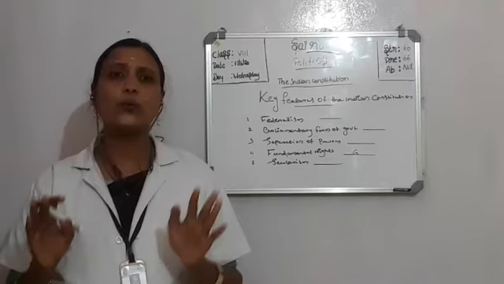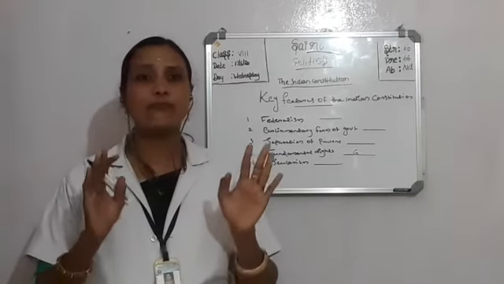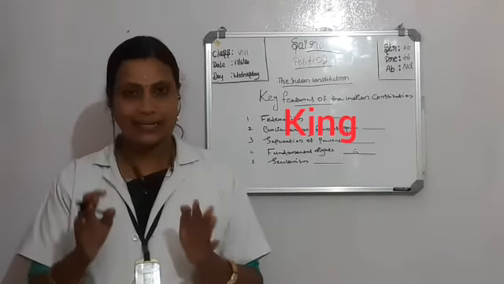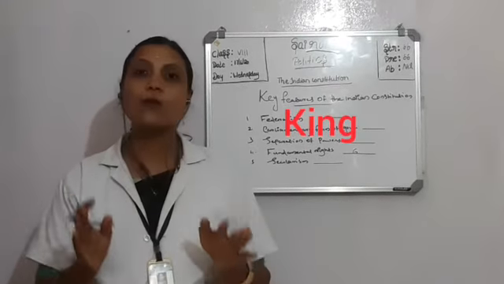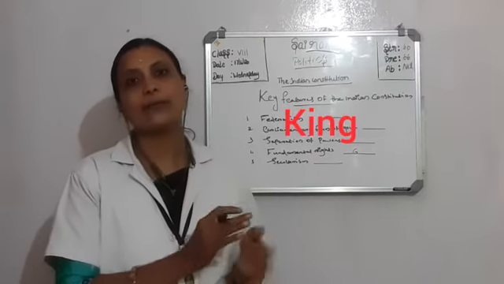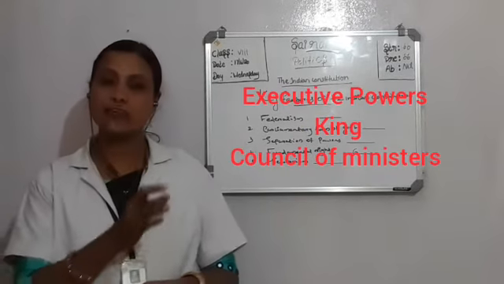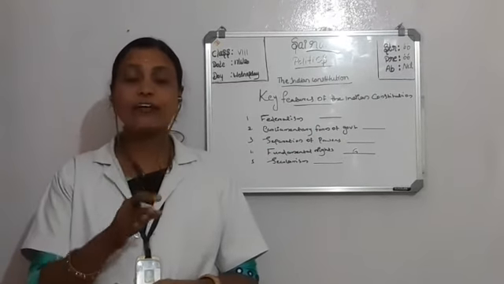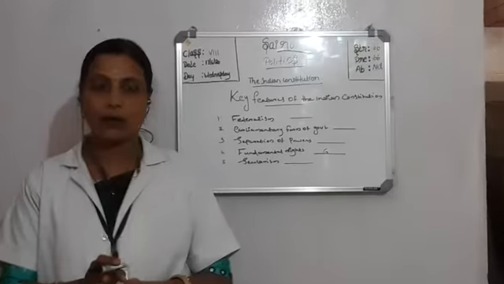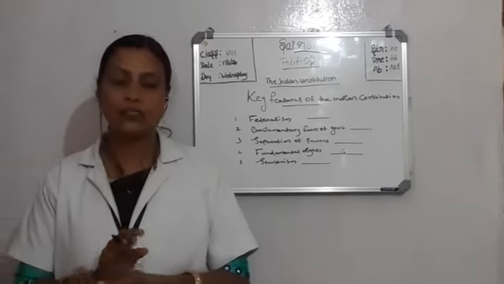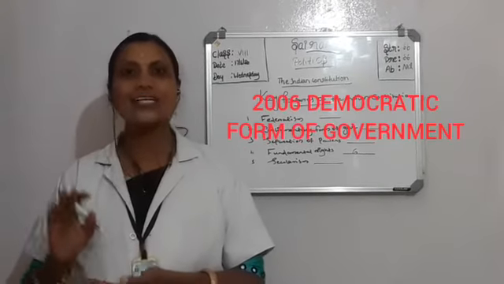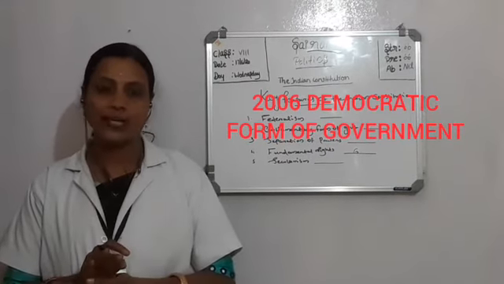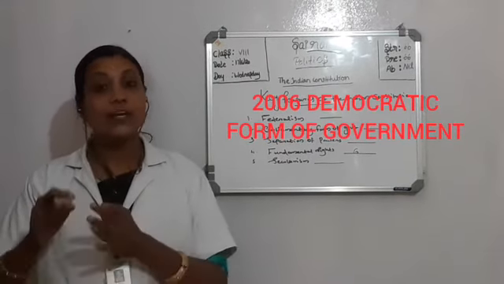The final authority or the final powers of Nepal were vested in the hands of the king. The executive powers were vested in the hands of the king and council of ministers. Then different sections of the people of Nepal started struggles and movements to oppose monarchy. At last in 2006, Nepal became a democratic country. Then they drafted their constitution.